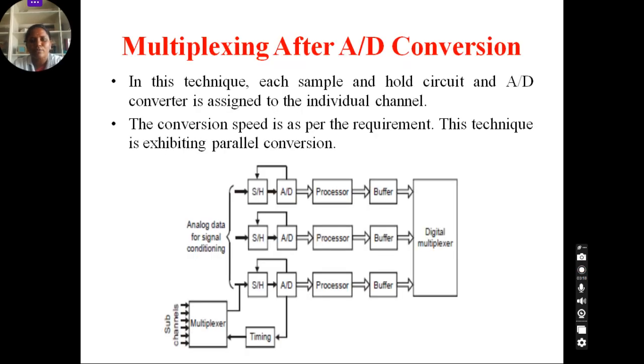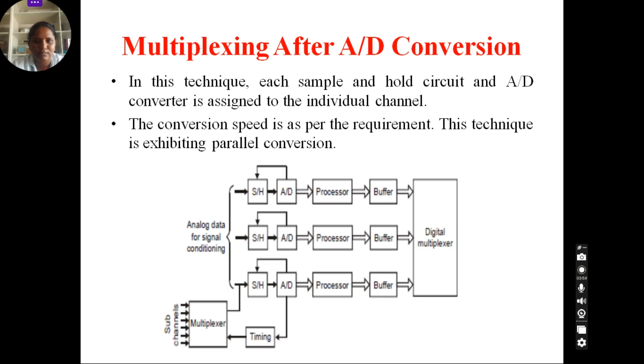Next we discuss multiplexing after A to D conversion. The sample and hold circuit and the A to D converter are assigned to each individual channel. For the conversion speed requirement, the technique is parallel conversion. The analog data goes through signal conditioning, sample and hold circuit, A to D conversion, processor and buffer, and then the digital multiplexing system. This is the process after A to D conversion.